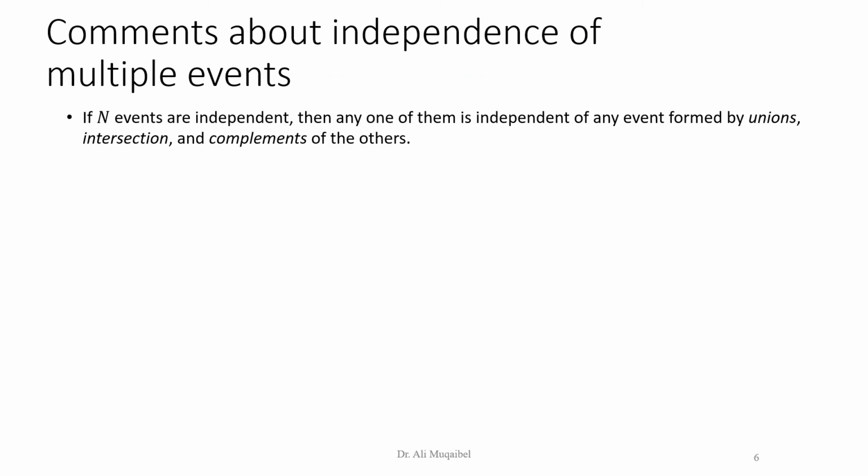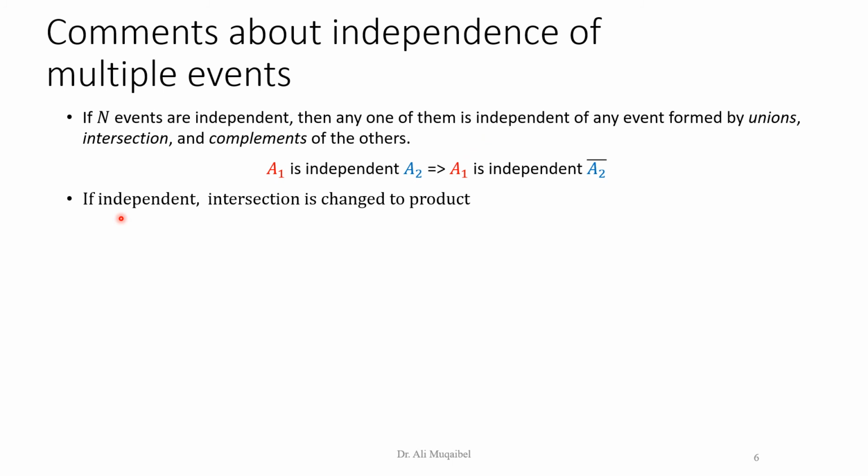All right. So more comments about independence of multiple events. Here are a few more comments. If n events are independent, then any one of them is independent of any other events: union, intersection, complement, whatever you want. And then, of course, if A is independent of A2, we have shown that A is also going to be independent of the complement.